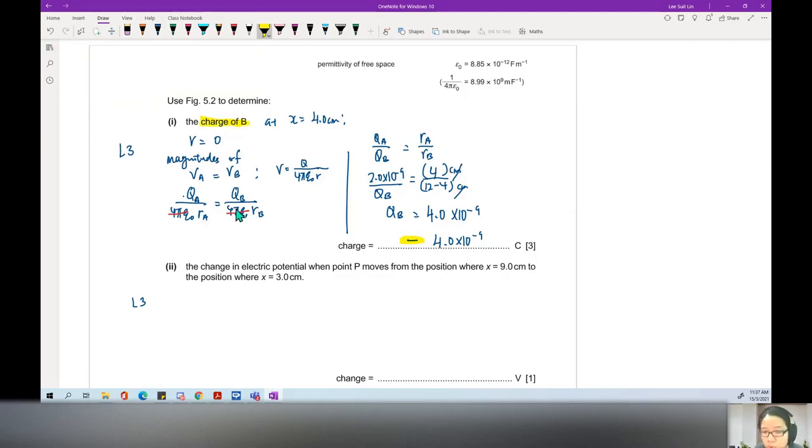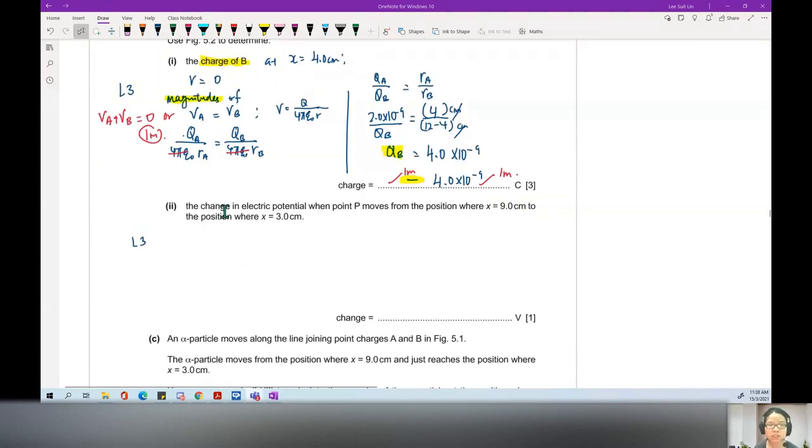I've already explained how I know B is negative: for them to cancel out, if A is positive, B has to be negative. That's why I use the term magnitudes, so this is the magnitude of QB. But this polarity sign is 1 mark, and the correct final answer is 1 mark. Using this, or you put VA plus VB equals 0. Of course, if you use this one, you will get negative. These are not that uncommon, but this one requires you to think a bit.